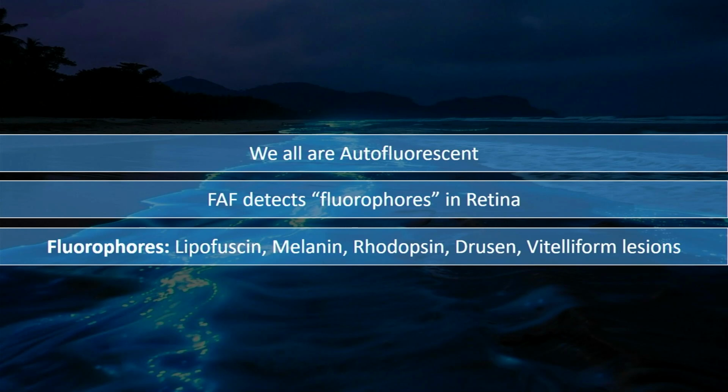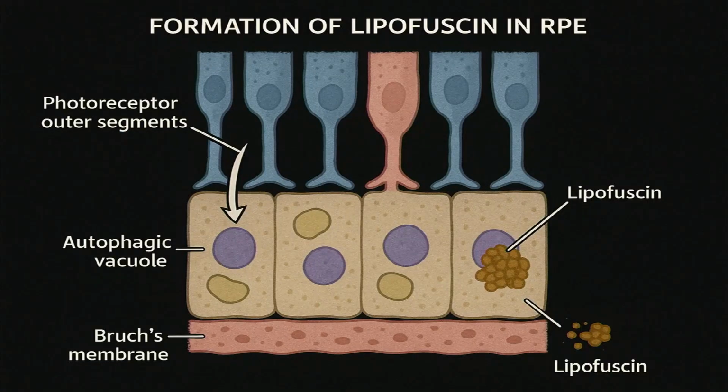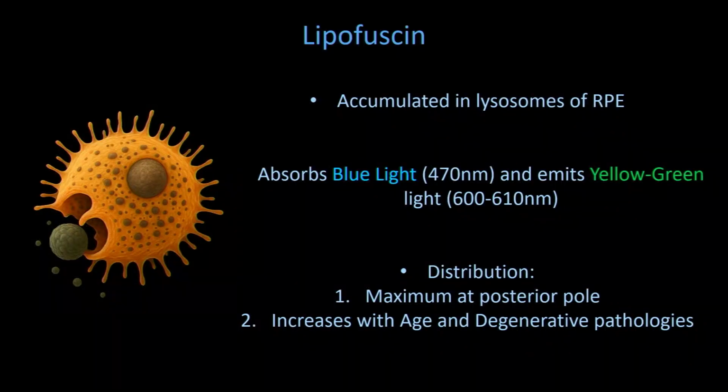In our eye, there are some fluorophores like lipofuscin, melanin, rhodopsin, drusen, and pathological lesions like vitelliform lesions. Lipofuscin is the most common one. Lipofuscin is produced by the photoreceptor layer. Actually, it is a debris of photoreceptors which gets accumulated in the RPE cells, the retinal pigment epithelium. So autofluorescence is nothing but the density mapping of lipofuscin in the retinal pigment epithelium. It absorbs blue light, low wavelength light, and emits yellow-green light, that is high wavelength. Its distribution is maximum at the posterior pole, and it increases with age and sometimes in a few degenerative changes over the retina.